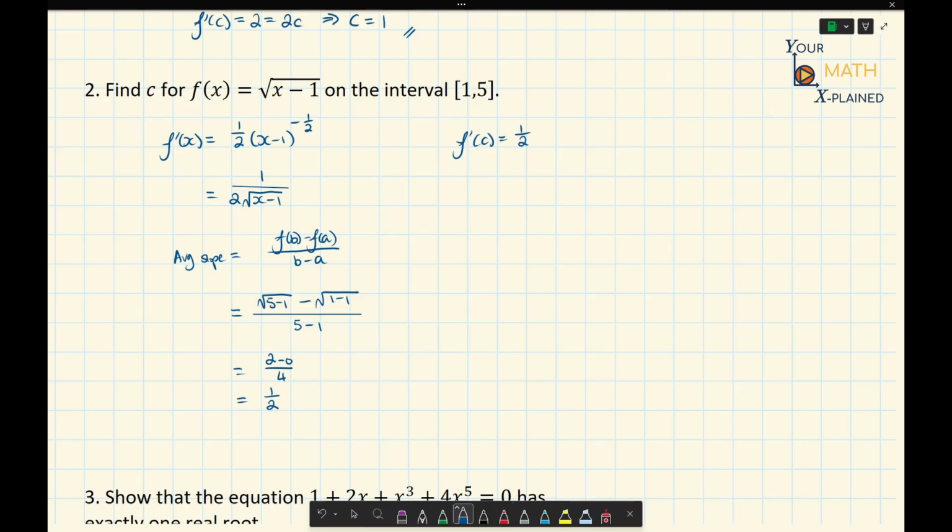So f prime of c is 1 over 2 times square root of c minus 1. This is equal to 1/2. And then we're going to solve for c, which means 1 is equal to the square root of c minus 1. Squaring both sides will give us 1 is equal to c minus 1. So therefore, c is equal to 2.